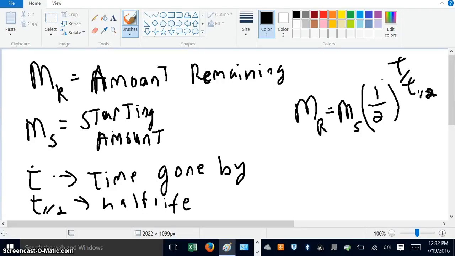Alright, so we're going to do an example. I was about to do it in the last video. So we're going to use this equation. The main thing is to figure out T over T 1/2. So you have to know the half-life, you have to know the amount that you start with, and then the amount remaining, the radioactive amount remaining.